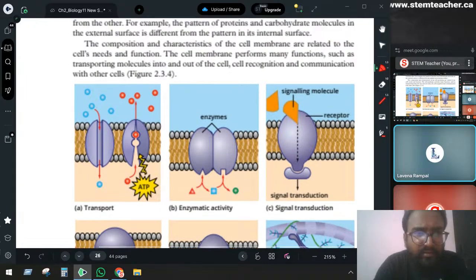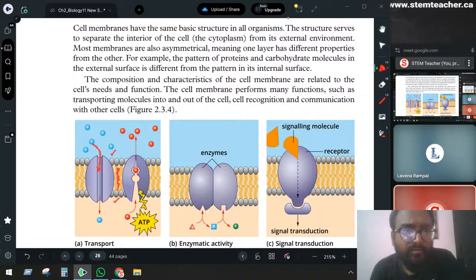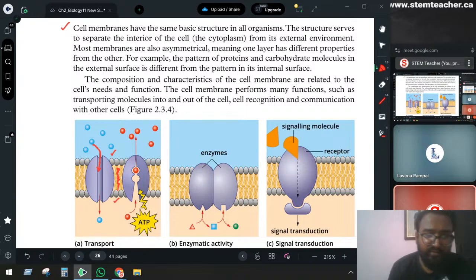See, we can see the functionality here. Cell membranes have the same basic structure in all organisms. The structure serves to separate the interior of the cell from its external environment. Most membranes are also asymmetrical, meaning one layer has different properties from the other. For example, the pattern of protein and carbohydrate molecules on the external surface is different from the pattern on its internal surface. Okay, means inside is different, outside is different.